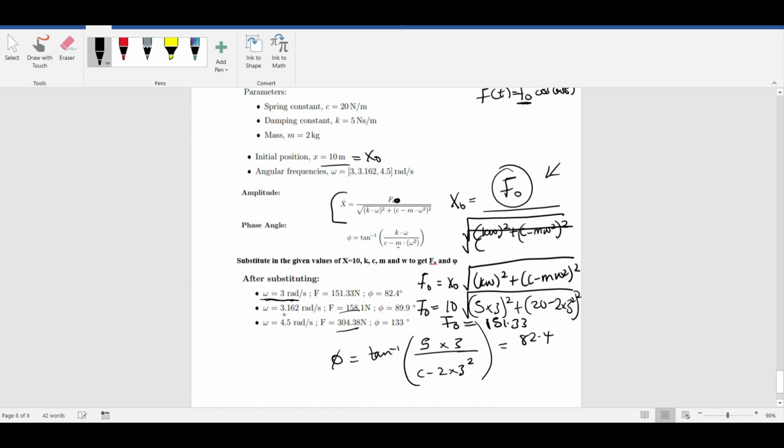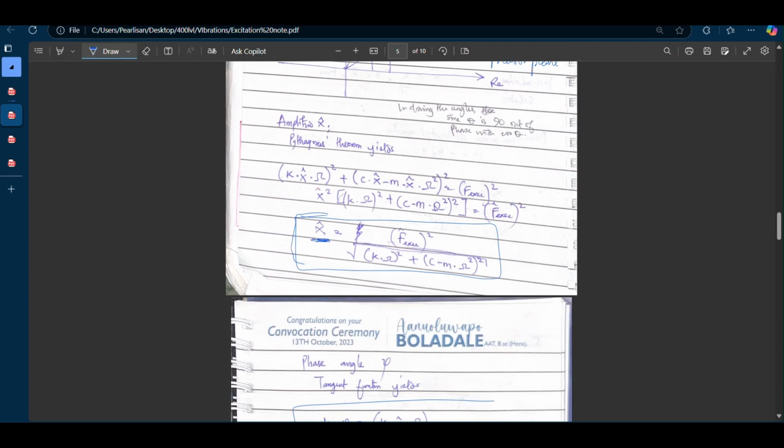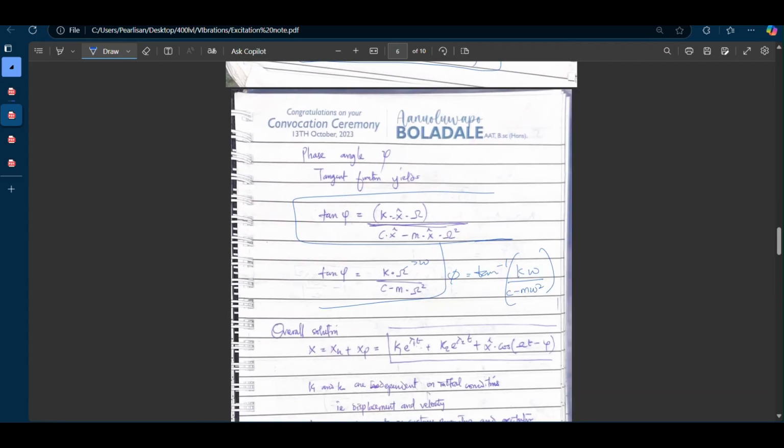You repeat the same for when w is 3.162 and when w is 4.5, and you get f naught for each. Now for the case of phi, again from his notes, see when he solved, he got this. You can look at his notes. When you make phi the subject of the formula, it will be tan inverse of this. This omega can also be written as w, so don't mind it.